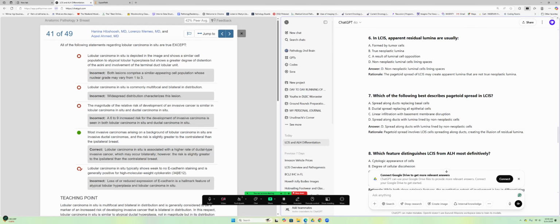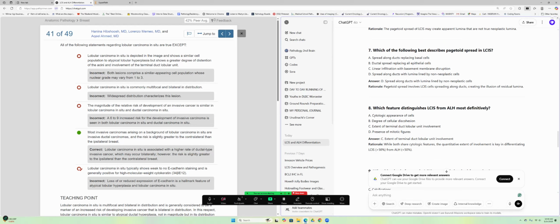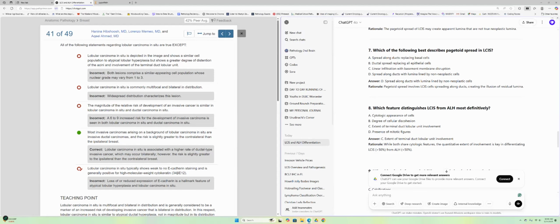So you have luminal cells. Normally they fill up the whole lumen, unless when they evolve they can perform pagetoid spread. Which of the following best describes pagetoid spread in LCIS? Spread along ducts with luminal lining and non-opacified cells.